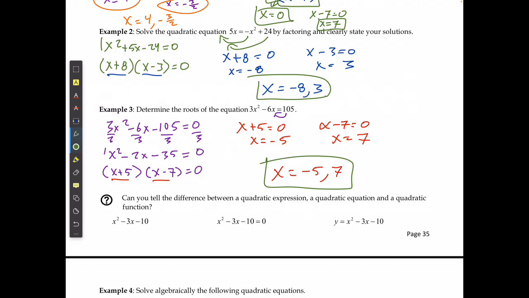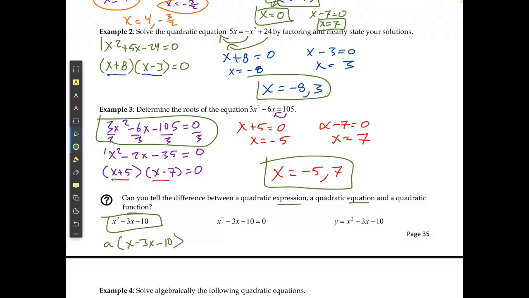Now when it says, can you tell the difference between a quadratic expression, a quadratic equation, and a quadratic function? Well, an expression doesn't have an equal sign. If it doesn't have an equal sign and it doesn't balance out to anything, then anytime I pull out a common factor, I still need to keep the common factor. I can't do this process that I did up here, dividing both sides of the equation by 3, because I don't have another side of the equation to divide by, which means that if there was a common factor, I would need to leave the common factor on the outside of the expression.